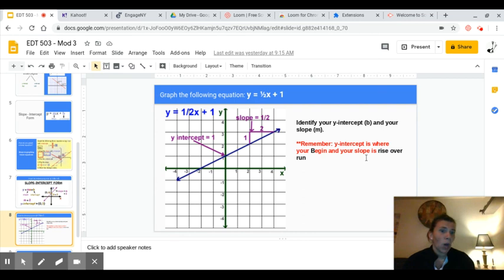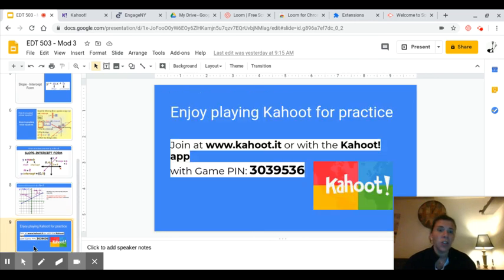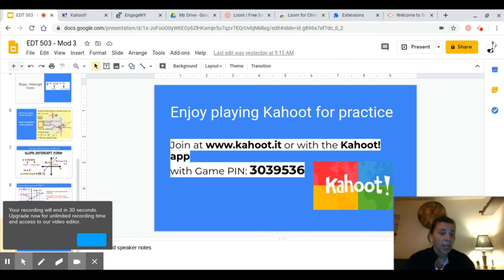Remember again, your y-intercept is where you begin, and your slope is rise over run, or your change in y over your change in x. Okay, so with that being said, I'm going to have you start with a little practice Kahoot to see how you are understanding the material.